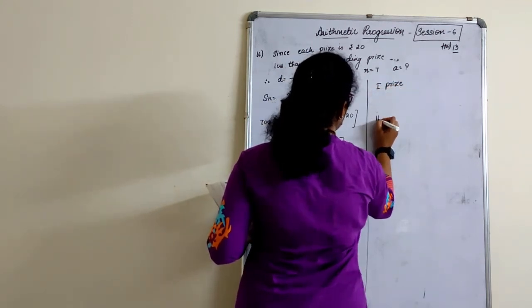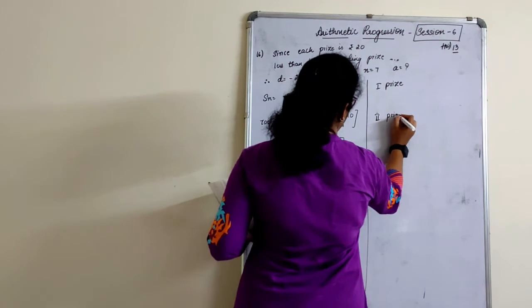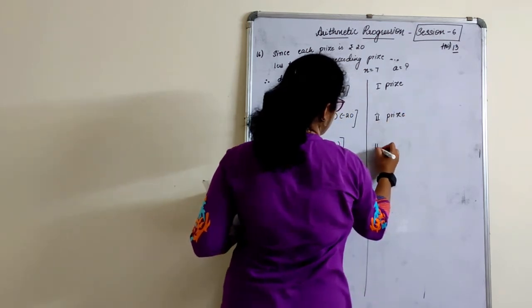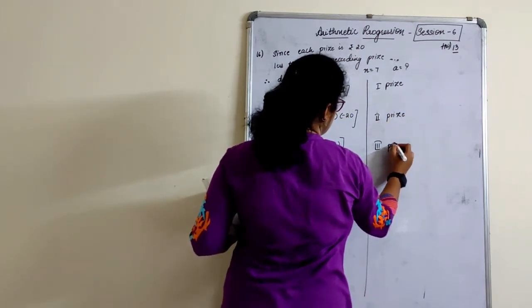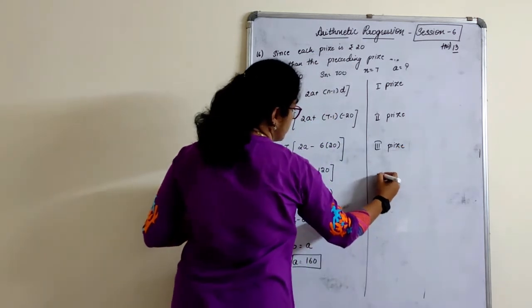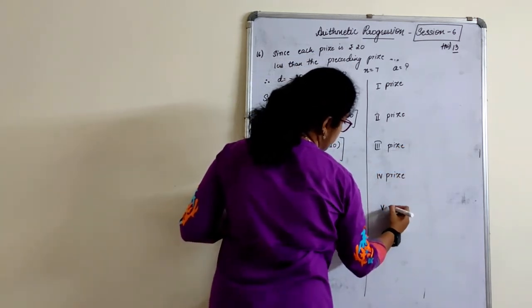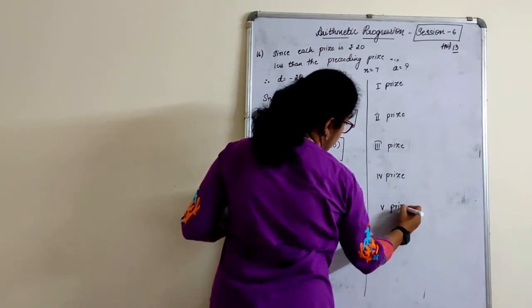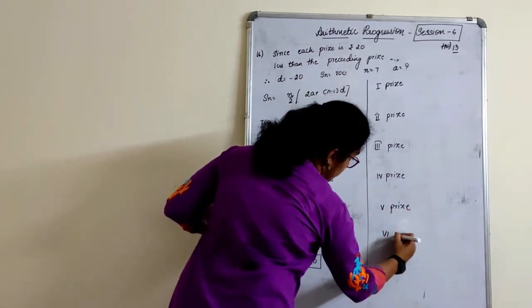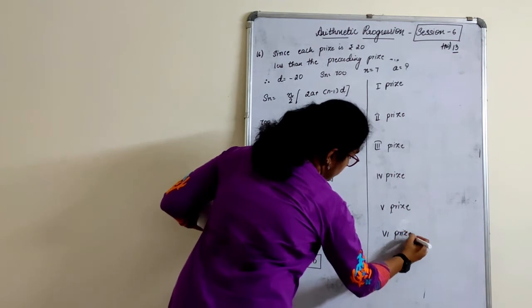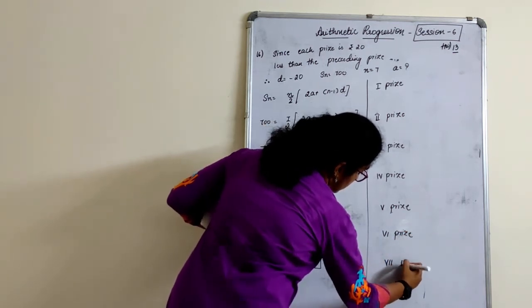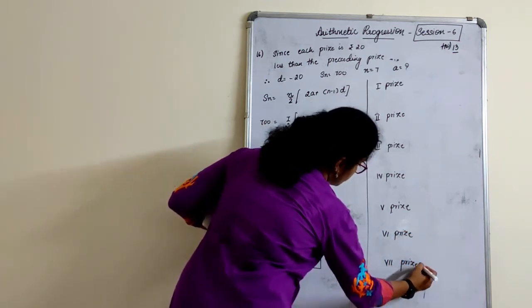First price, yeah, you have to calculate here. Second price, third price, fourth price, fifth, sixth price, and seventh price.